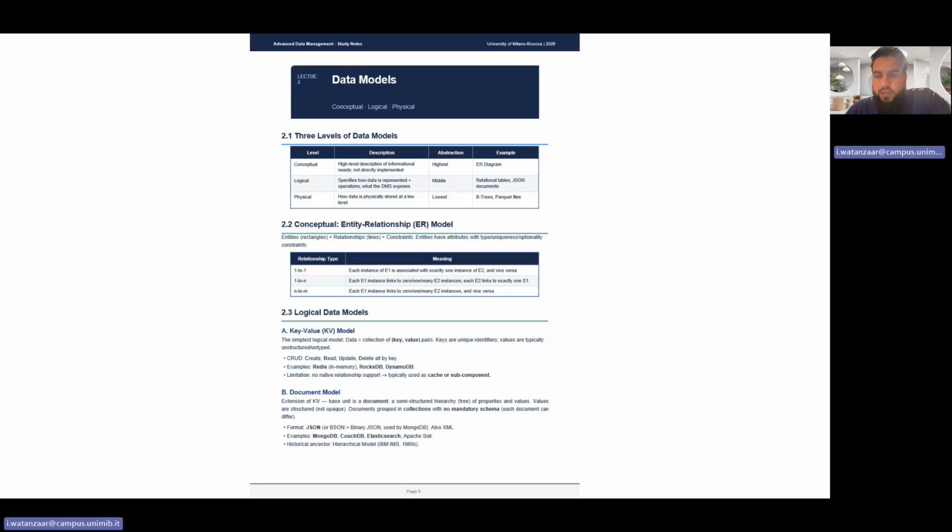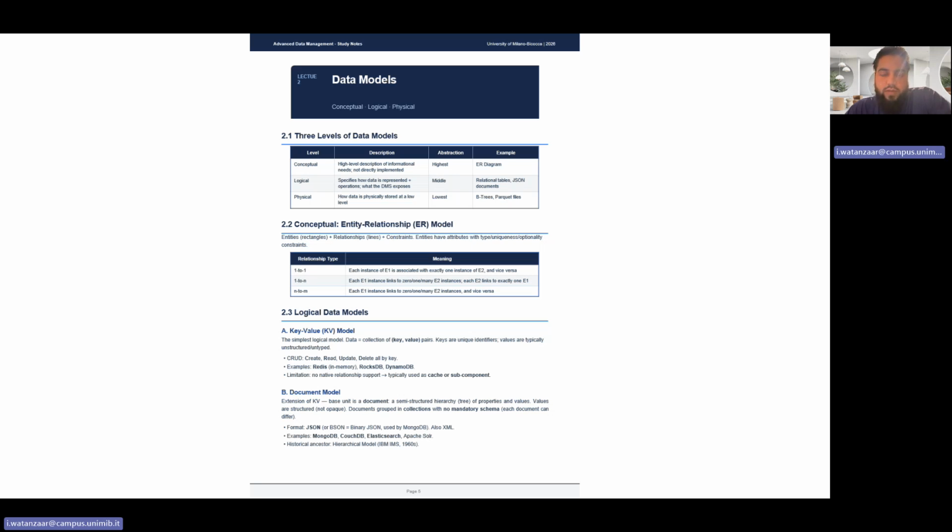In detail, we are starting with each and every one. That was a quite quick set of definitions and explanations of each of the data models. Now we are moving toward each one in a little more detail. The first one is conceptual. As we discussed, here we are discussing the entity relationship model or entity relationship diagram. Entities could be tables, which in this case we draw as rectangles, relationships as lines, plus constraints.